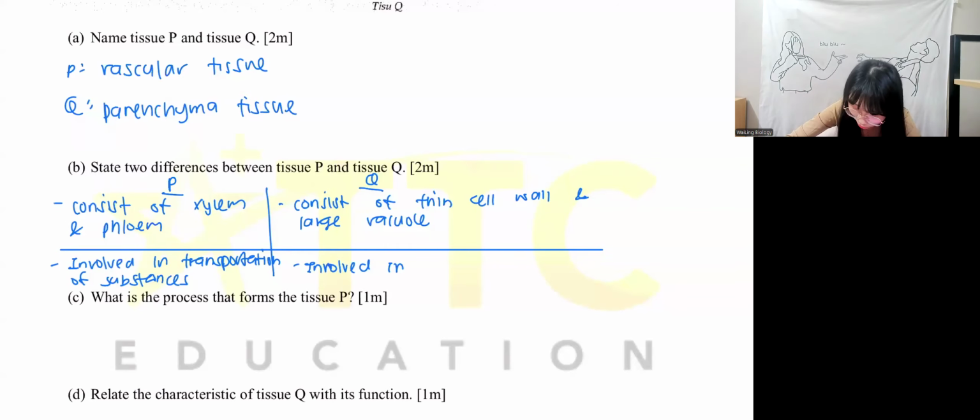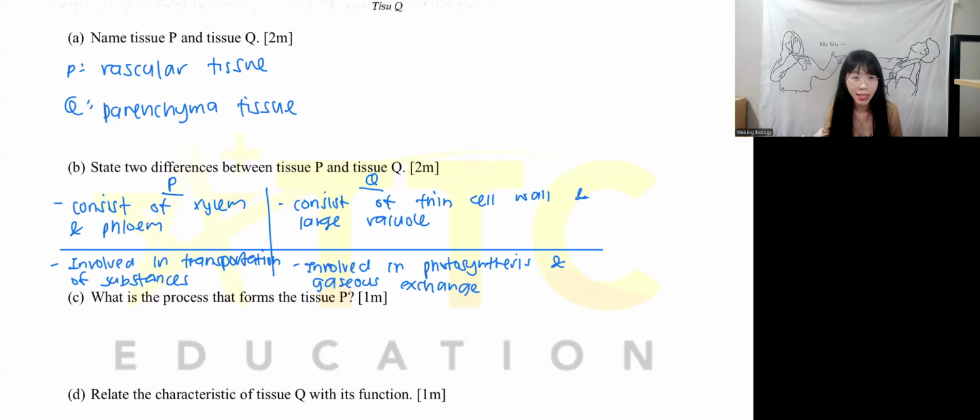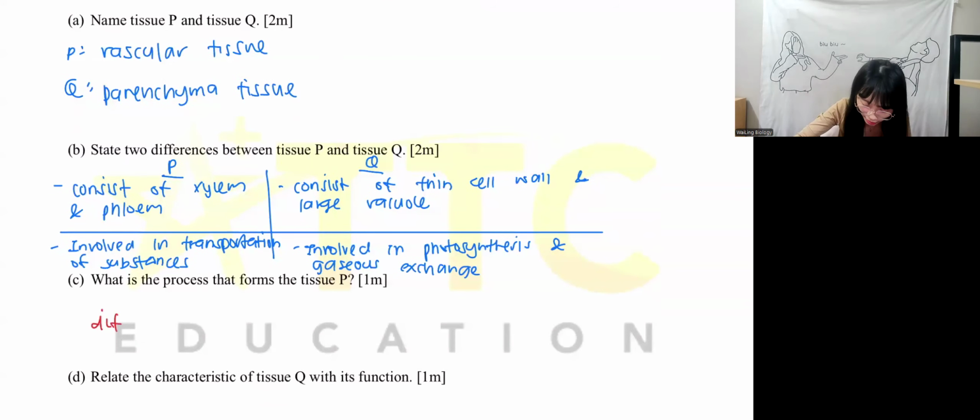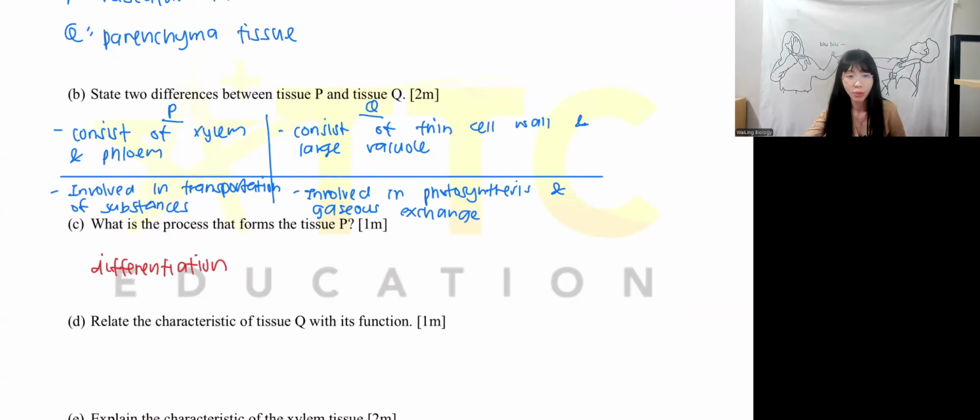Okay, what is the process that forms tissue P? Tissue P is a vascular tissue, which is a permanent tissue. So they ask you, how does it form into a vascular tissue? Correct, it is differentiation. Any cell with a specific function will go through the differentiation process. So we call this differentiation. You can write cell differentiation, or differentiation process.